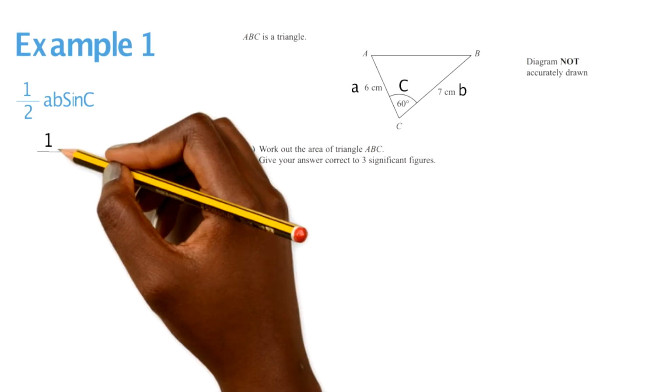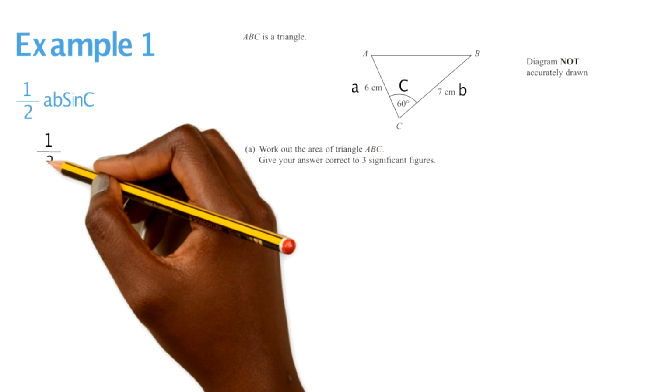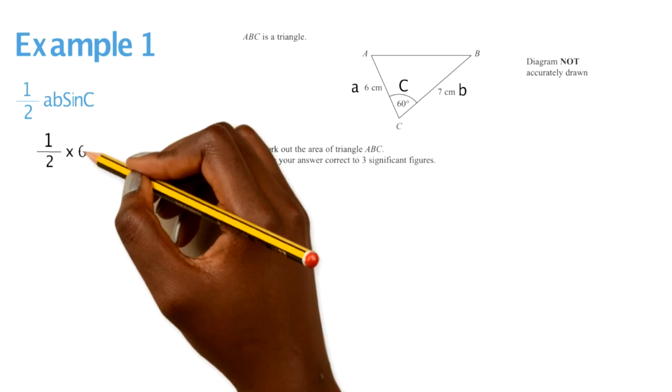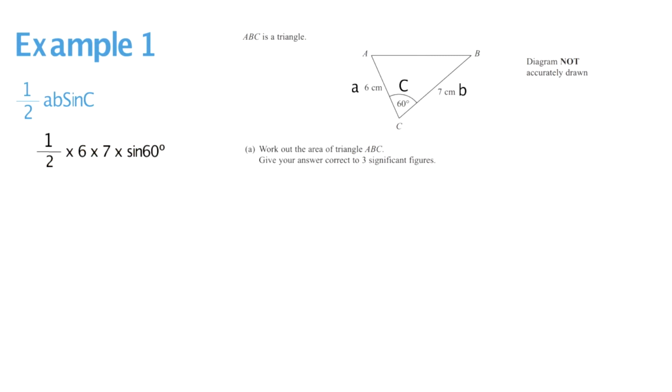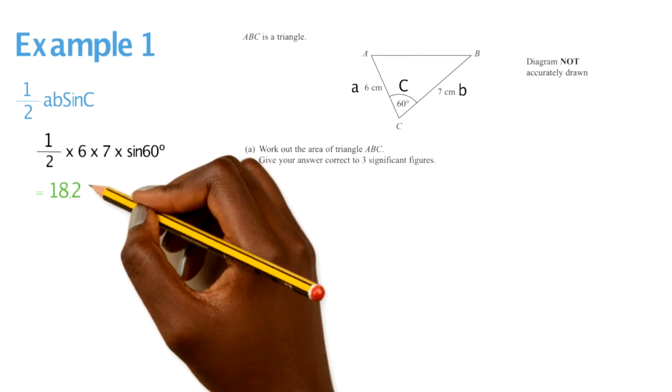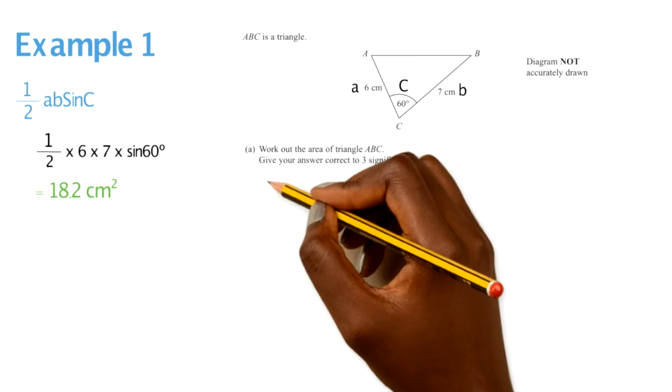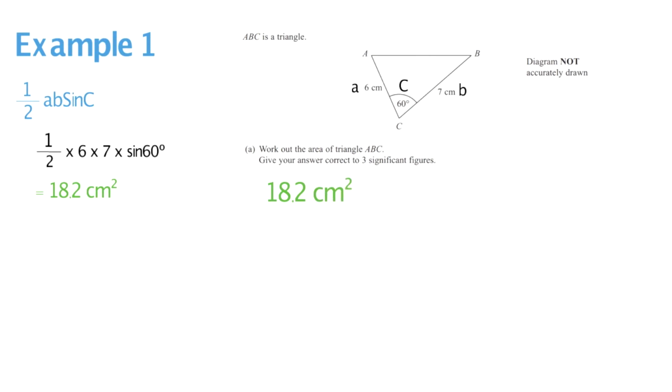Then we're now going to substitute those values. So it's going to be half times 6 times 7 times sine 60 degrees. Put that all into your calculator and you'd end up with an answer of 8.2 centimeters squared. Remember, because it wants it to 3 significant figures.